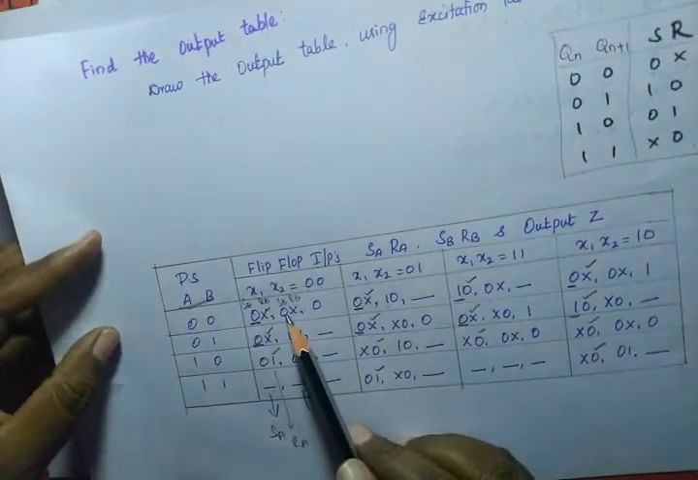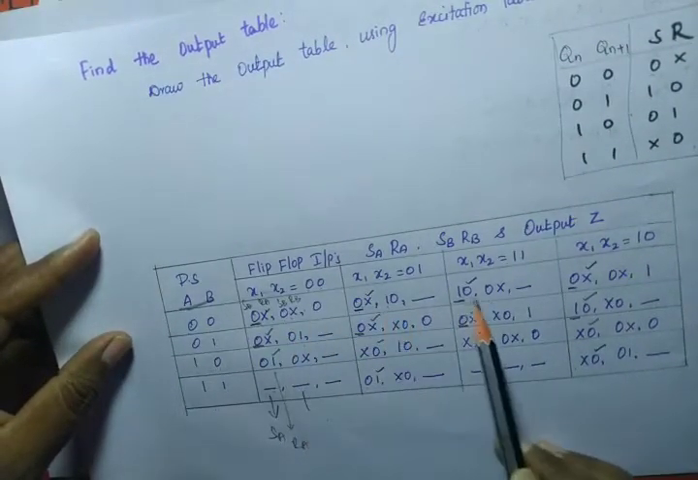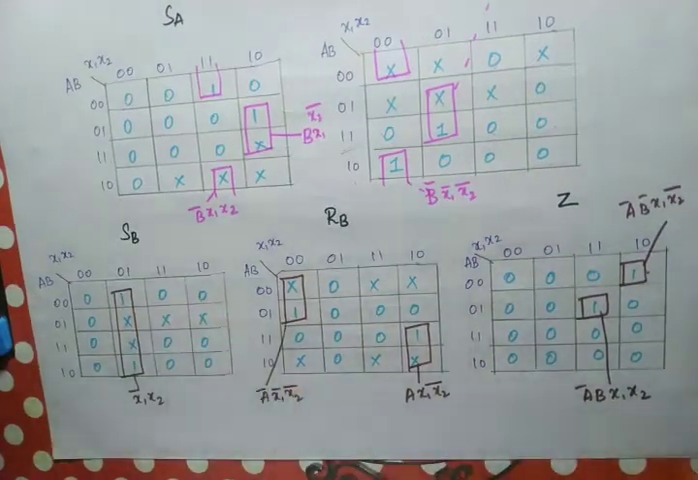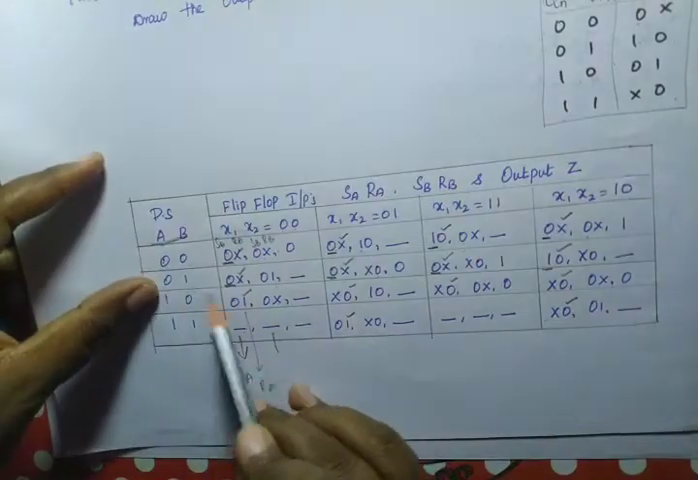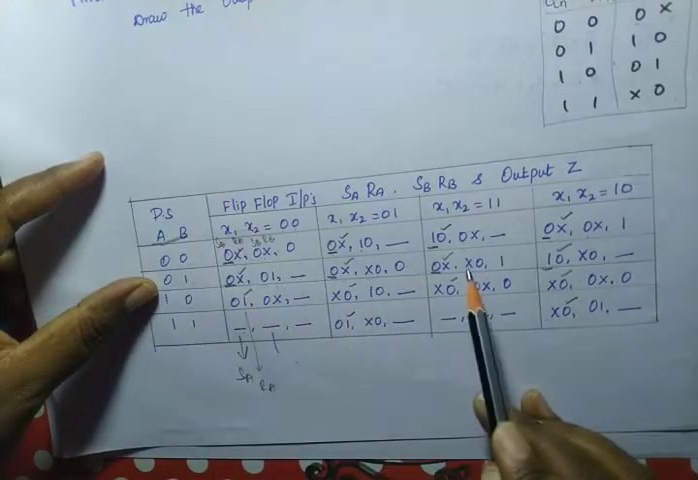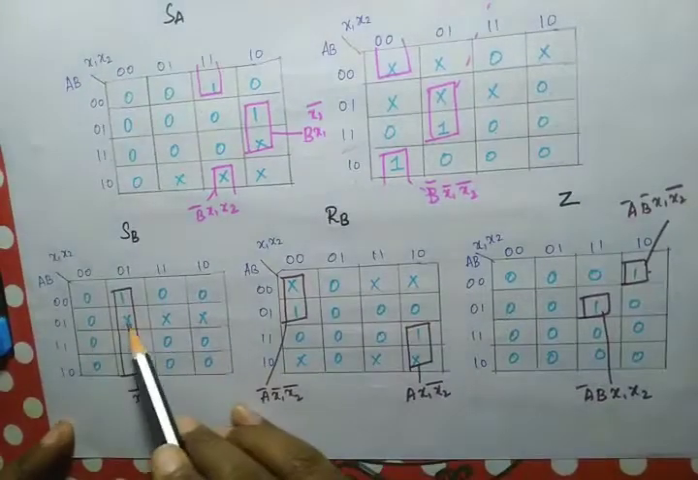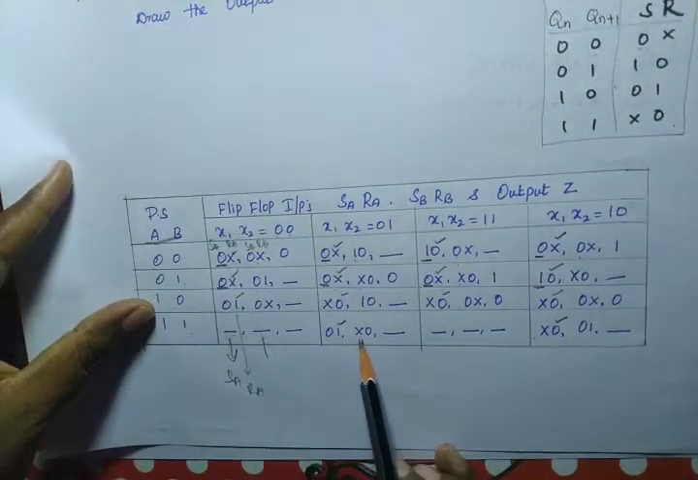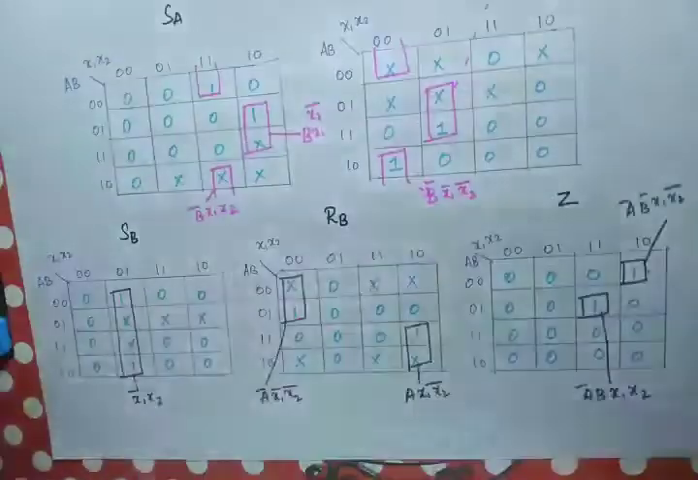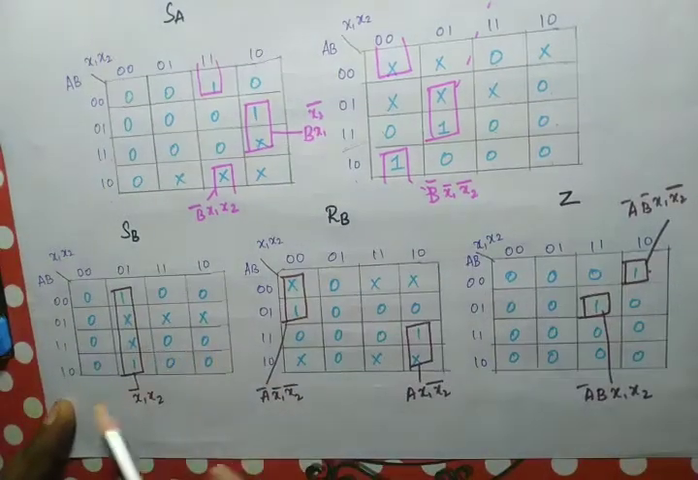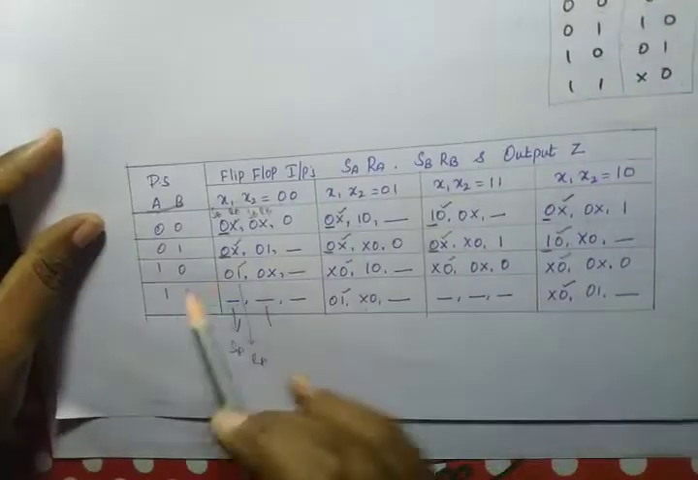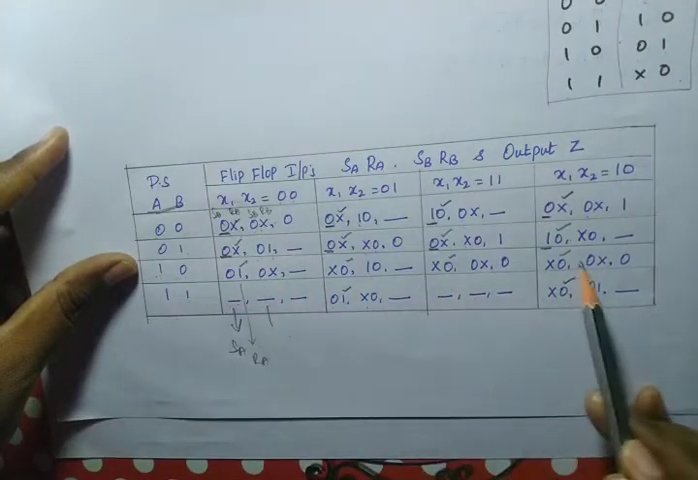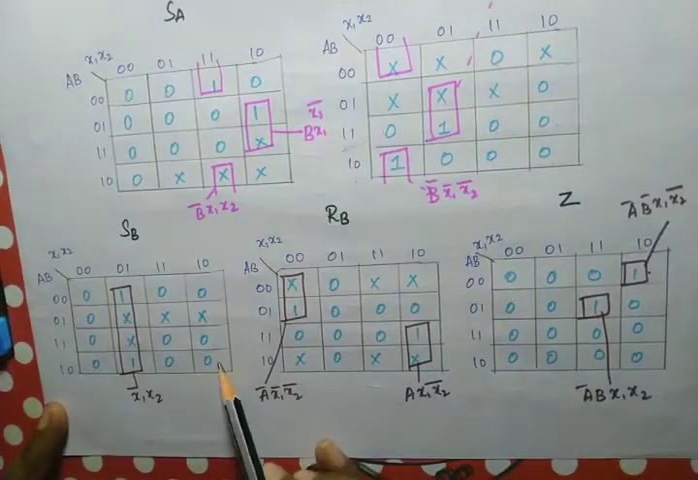So now let us check for SB, that is 0 1 0 0 0 1 0 0. Next for 0 1, that is 0 x 0 x. Next for 1 1, here it is 0 x 0 0 0 x 0 0. Then for 1 0, that is 0 1 0 0 0 1 0 0.